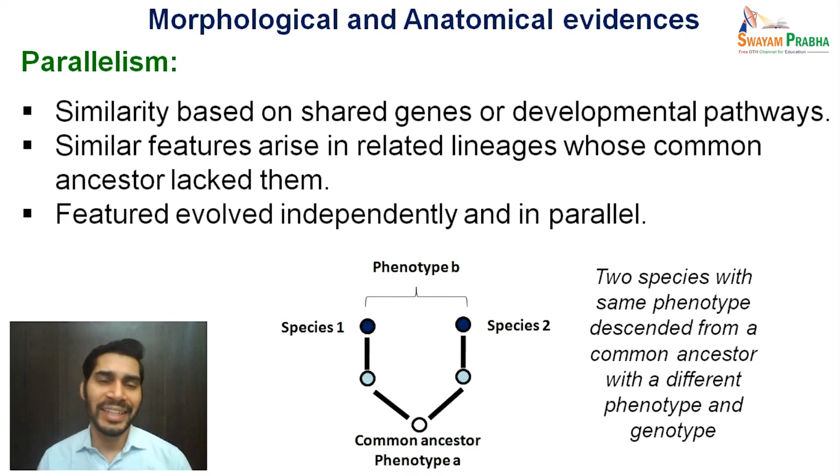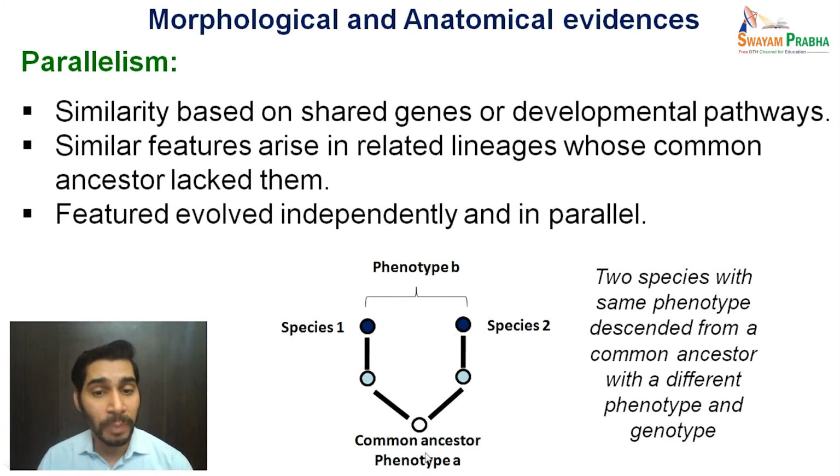Coming forward, let us try to understand what we mean by parallel structures or the phenomenon of parallelism. Here, the similarity is based on shared genes or developmental pathways. Similar features arise in related lineages whose common ancestor lacked them. Let's focus on this picture. Species 1 and species 2 have a similar feature, let's say phenotype B. They arise in related lineages, these two lineages are related, whose common ancestor, let's say these are the common ancestors, lacked them.